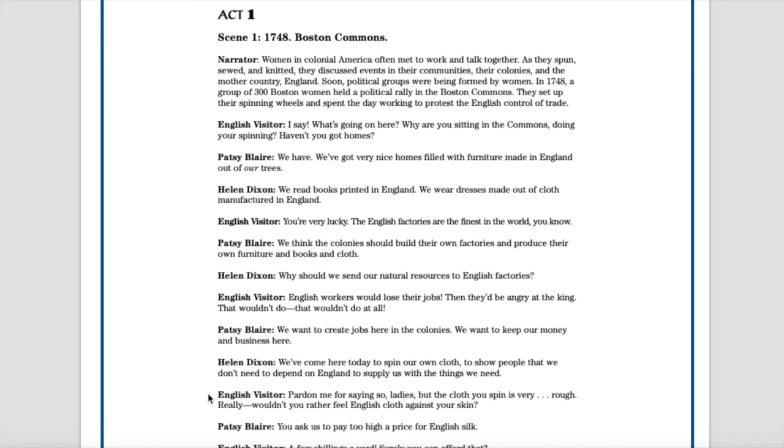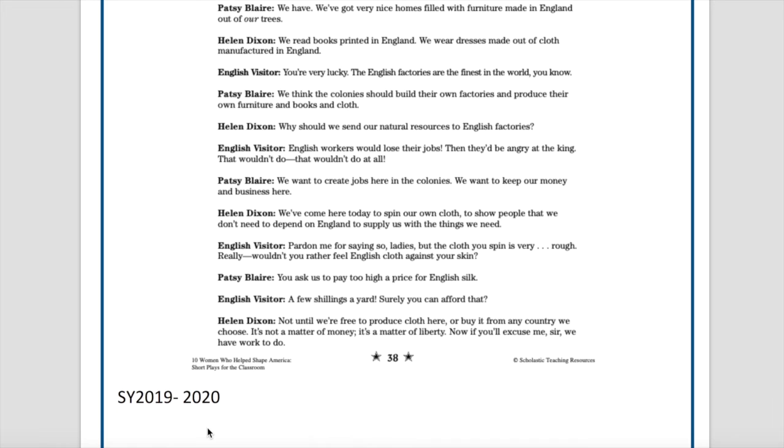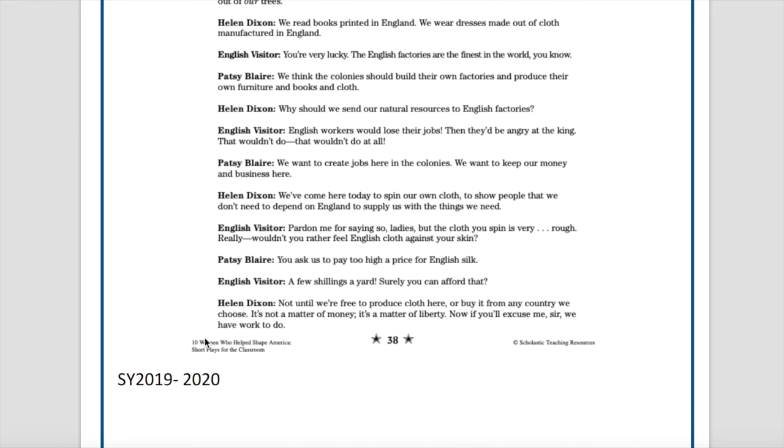English visitor. Pardon me for saying so, ladies, but the cloth you spin is very rough. Really, wouldn't you rather feel English cloth against your skin? Patsy Blair. You ask us to pay too high a price for English silk. English visitor. A few shillings a yard. Surely you can afford that. Helen Dixon. Not until we're free to produce cloth here or buy it from any country we choose. It's not a matter of money, it's a matter of liberty. Now, if you'll excuse me, sir, we have work to do.